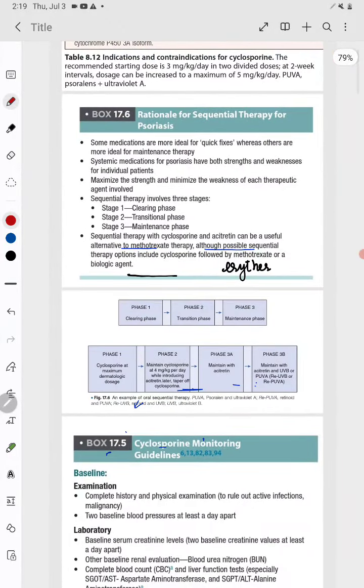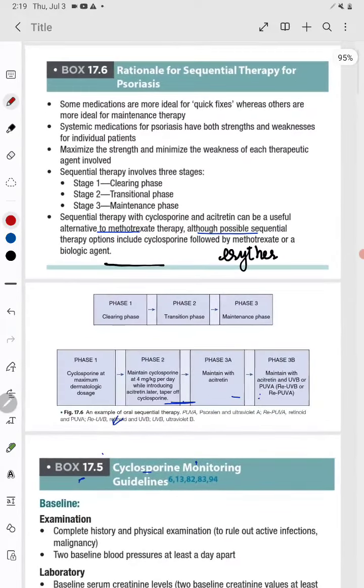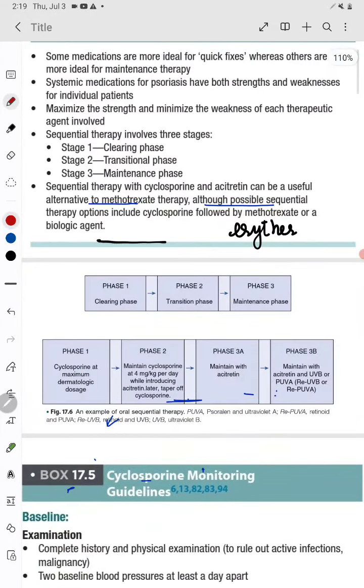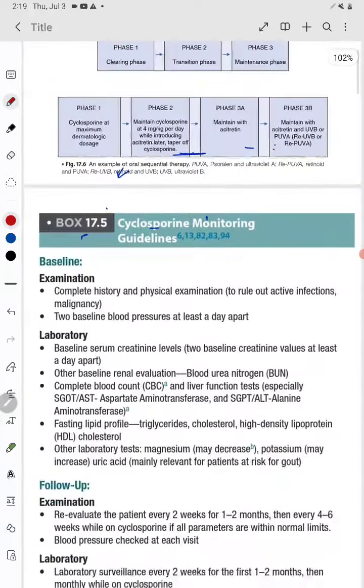Now with cyclosporine, you have to maintain it, but there is a transition phase. After clearing of the disease, you have to transition. You cannot give cyclosporine for more than a year or two, so you have to add another medicine. That is called the transition phase, where cyclosporine is also going on and another drug is added at a low dose. Then in the maintenance phase, you try to taper off cyclosporine and you try to raise the dose of the other medicine.